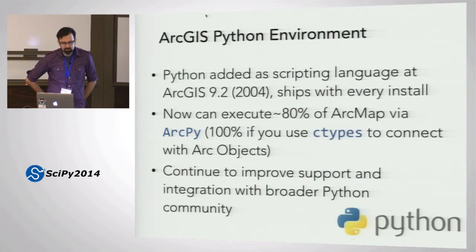It's been incrementally improving. The core module that we ship with an installation of ArcGIS is called ArcPy, and that can probably run about 80% of what ArcGIS can do overall now. You can get to the rest with ctypes. And we're trying to continue building upon that and improving on that integration with the broader Python community.